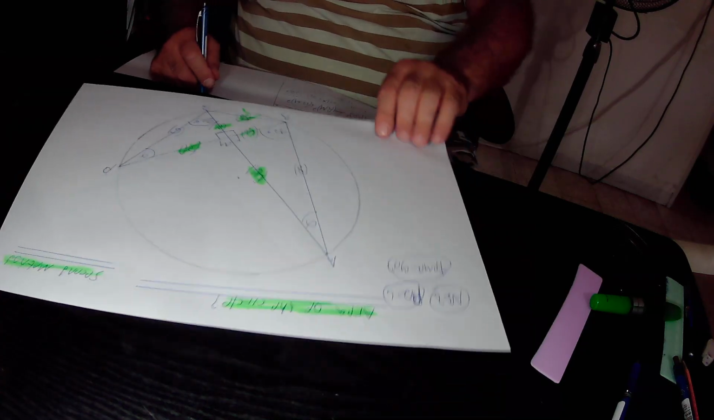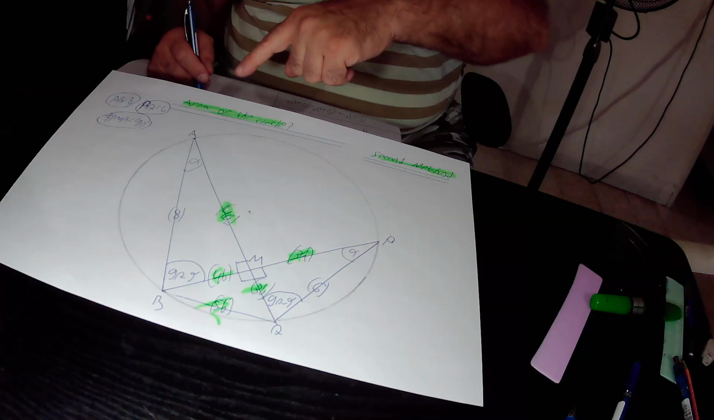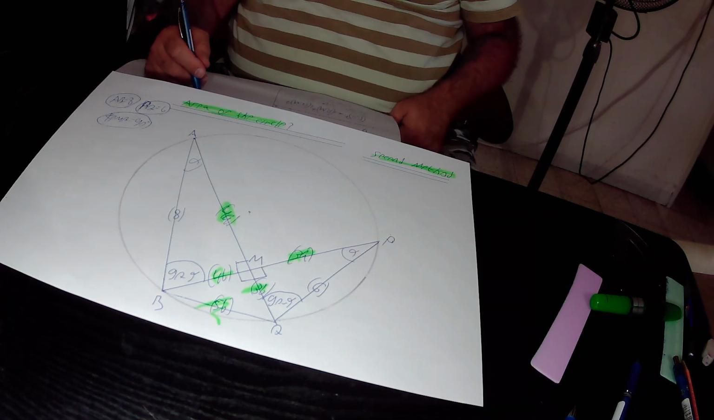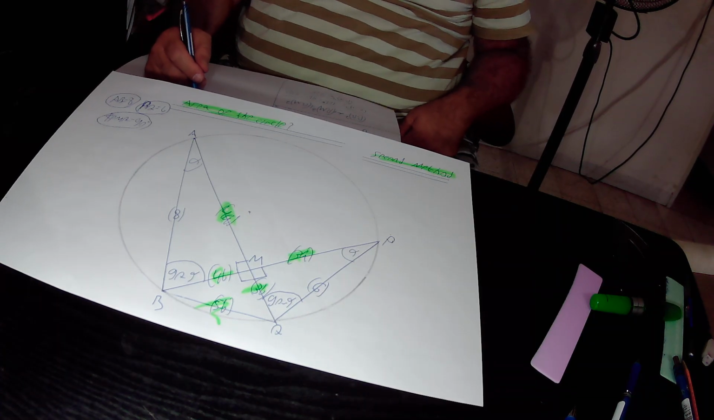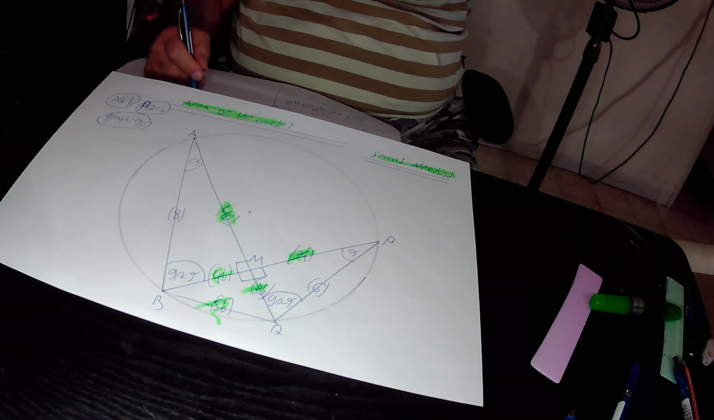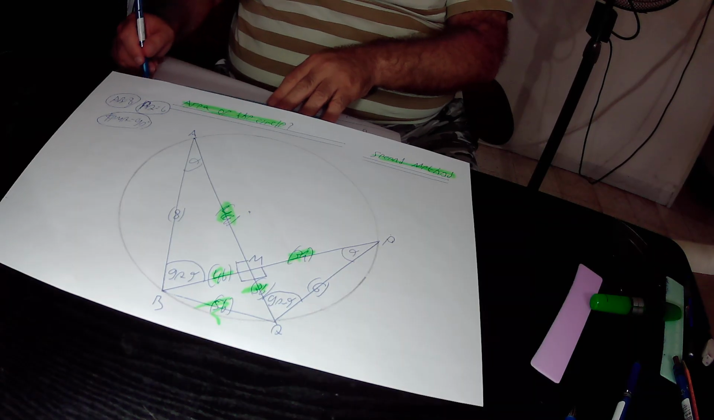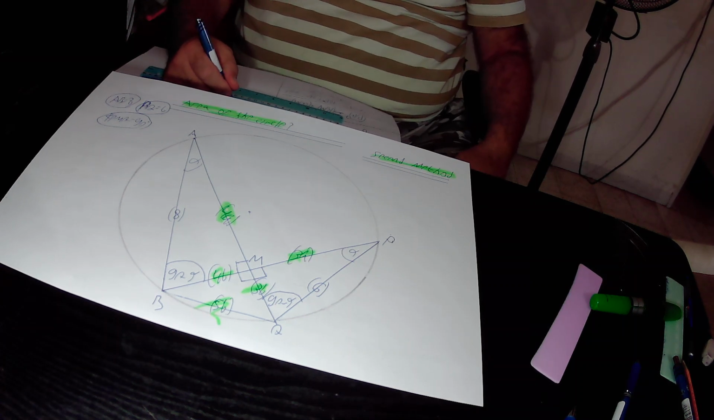In the next step, we will calculate the area of this triangle ABQ using two different methods. And then we create an equation that says that the area of triangle ABQ according to the first method must be equal to the area of triangle ABQ according to the second method.